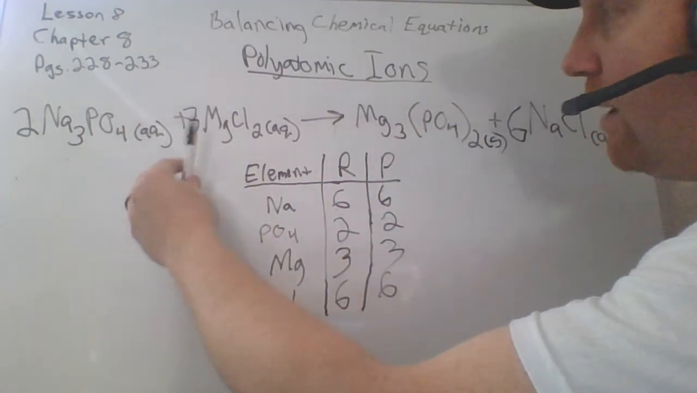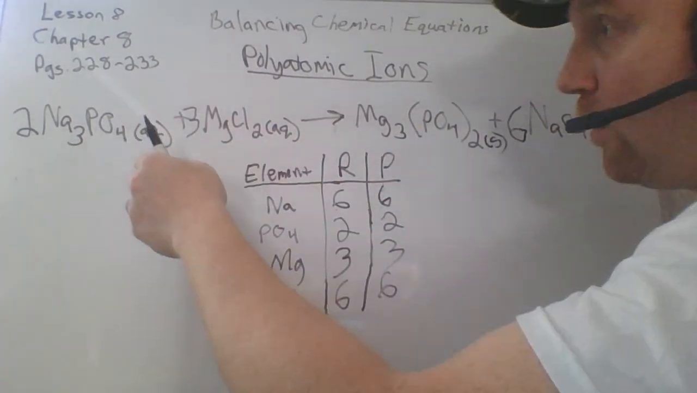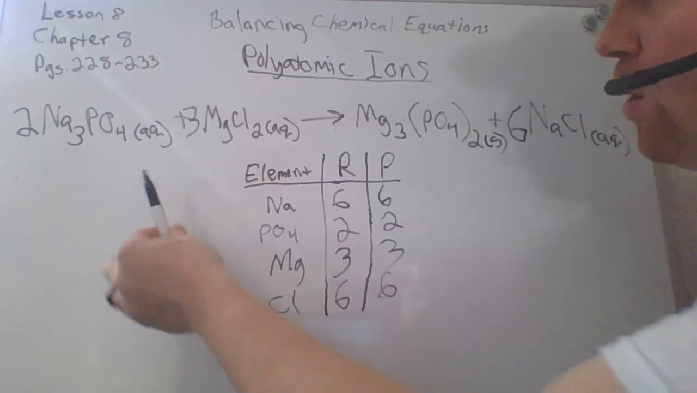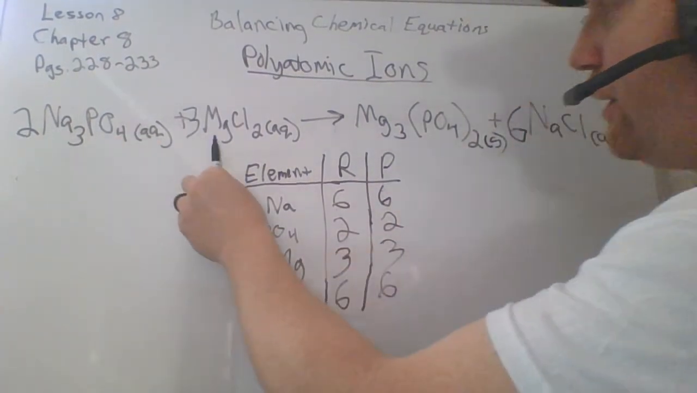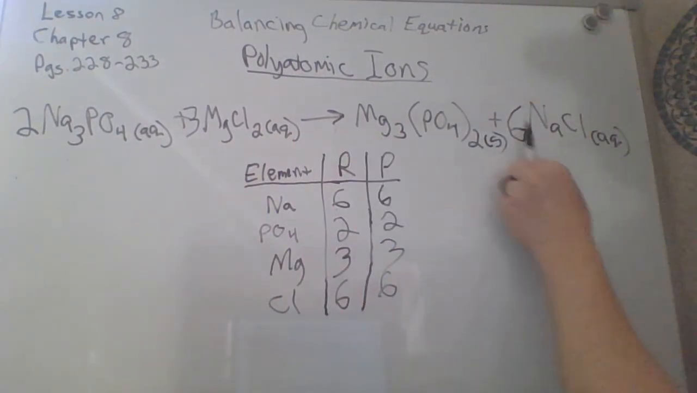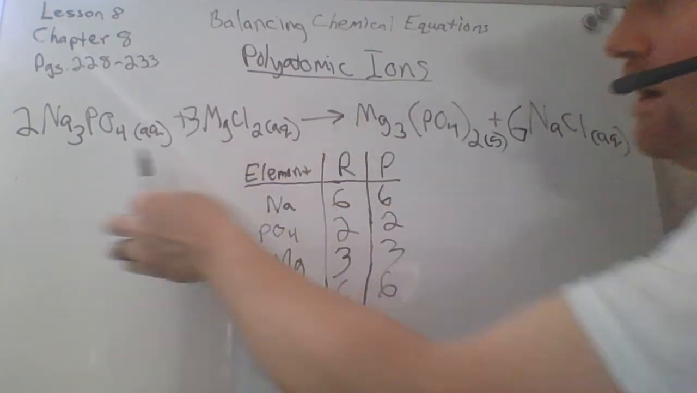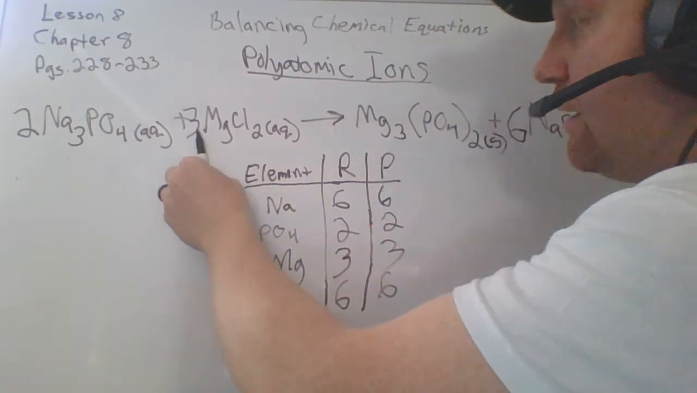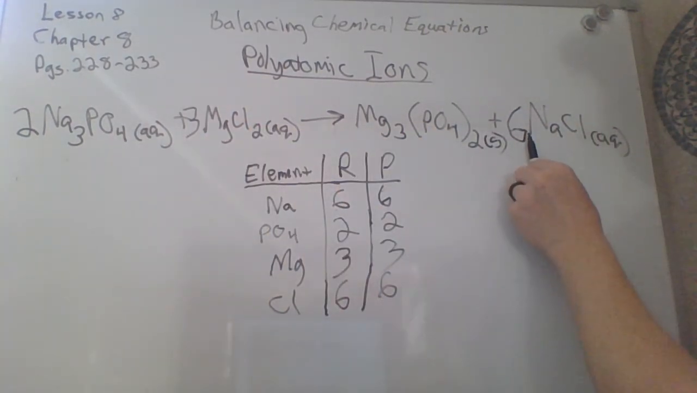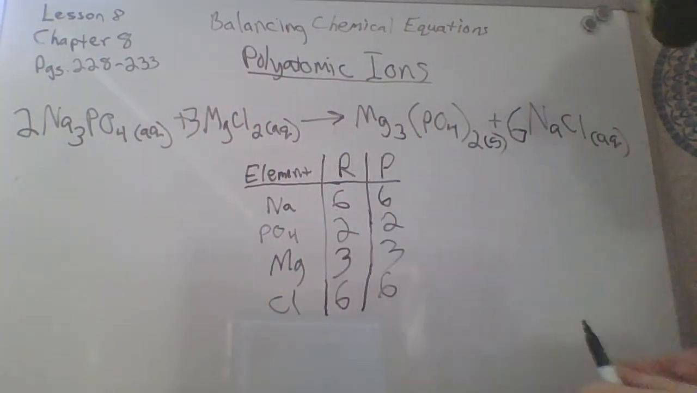The ratio of these 4 chemicals, whether you're talking molecules or moles, is a 2 to 3 to 1 to 6. You don't need to put 1s as coefficients. For every 2 of these, you need 3 of these. You get 1 of these, and you get 6 of those, and every element is balanced.